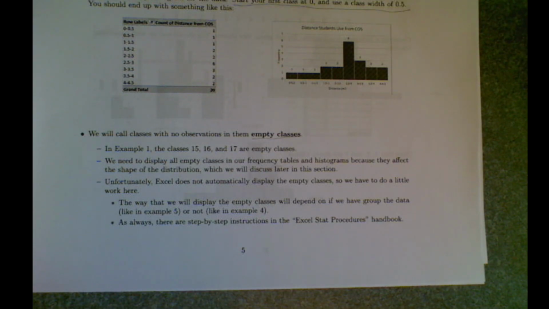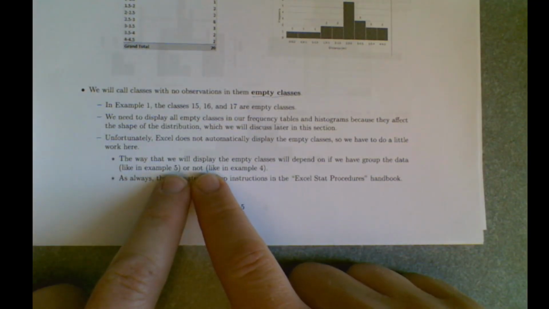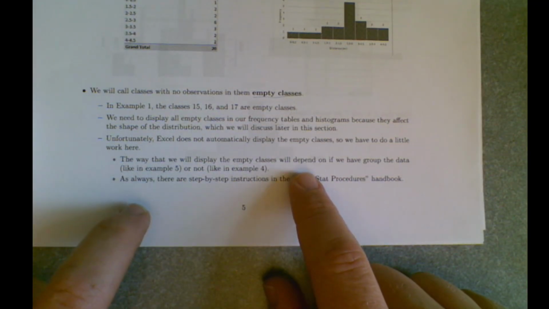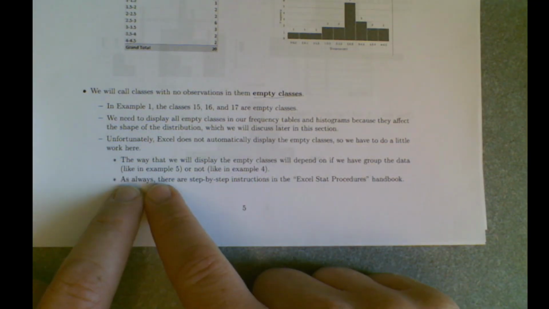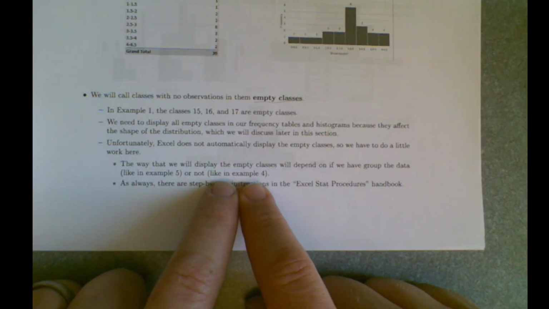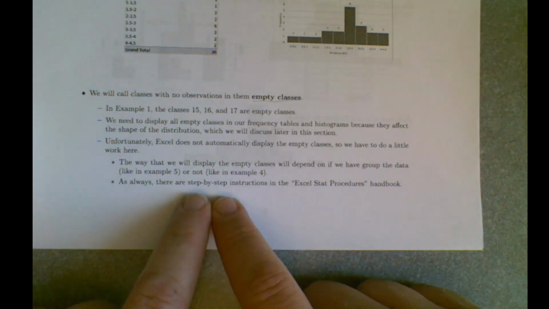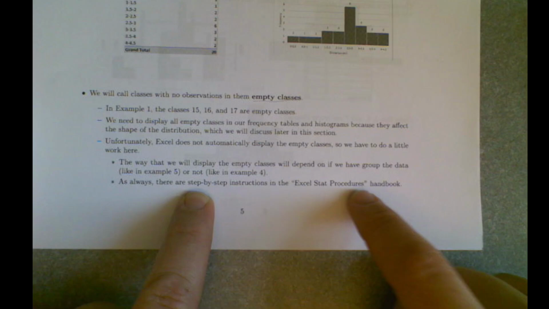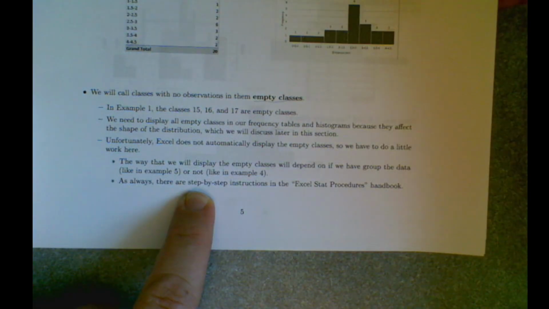Okay. Now, the way that we get Excel to display the empty classes depends a little bit on whether we have grouped data, like in example 5, or not, like in example 4. In any case, there are once again step-by-step instructions for this in the Excel Stat Procedures Handbook. So let me walk you through a couple, and if you forget how to do it in the future, that's okay. You can look it up in the Excel Stat Procedures Handbook, okay?